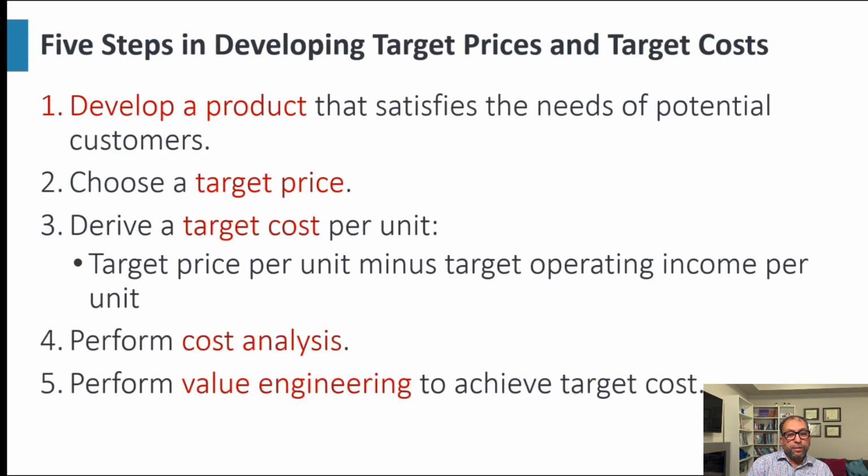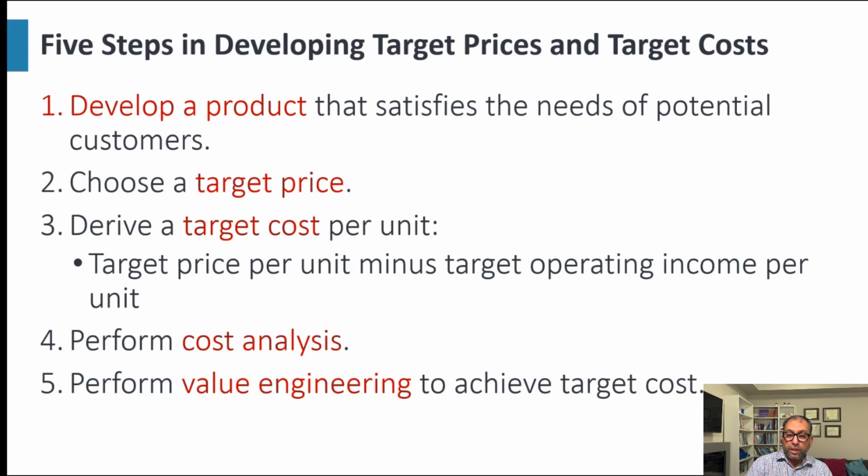So, the steps in developing target prices and target cost. These are the five steps we have to use in order to figure out the price. Why do we need to follow these steps? Because here, the price is already targeted, and now we have to adjust things so that we can achieve that price. So, develop a product that satisfies the needs of a potential customer.